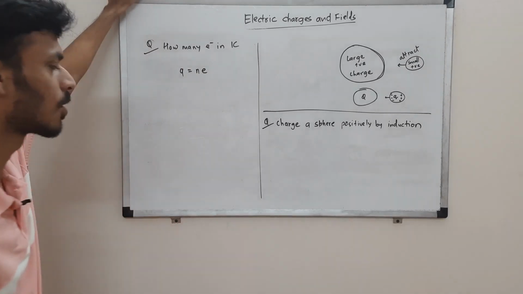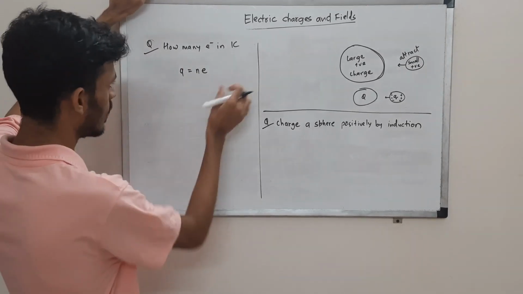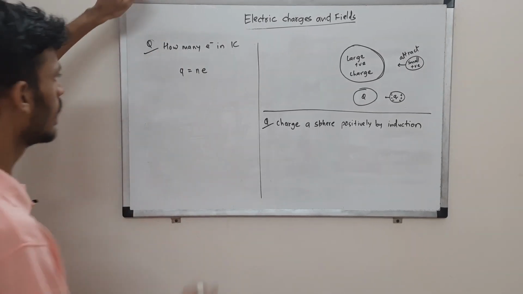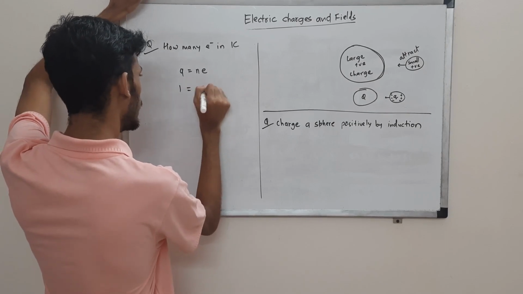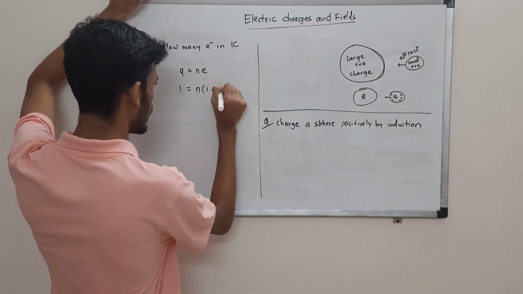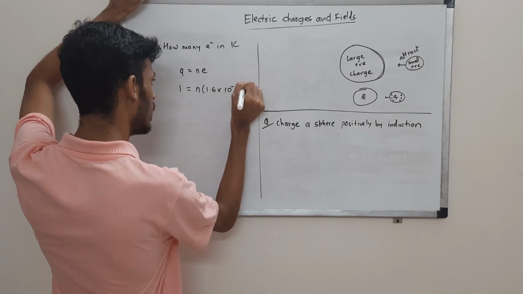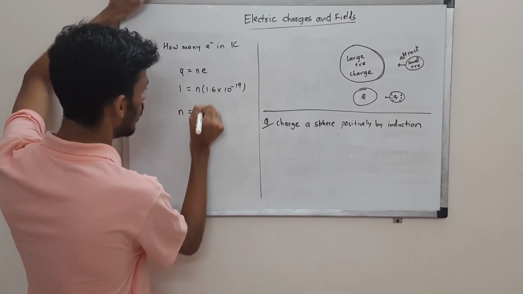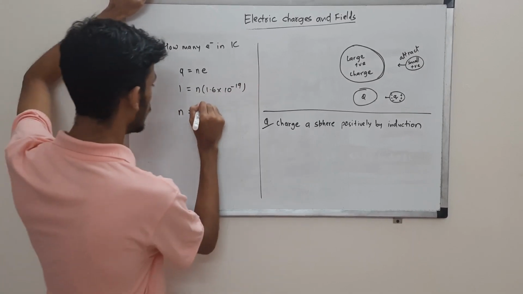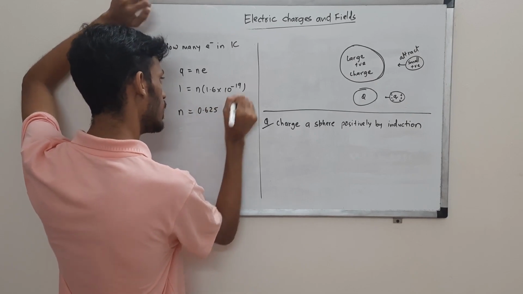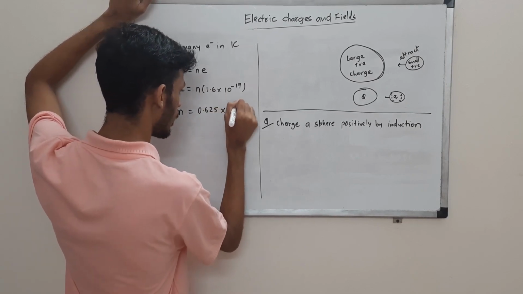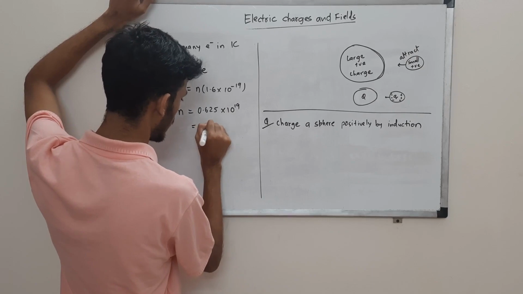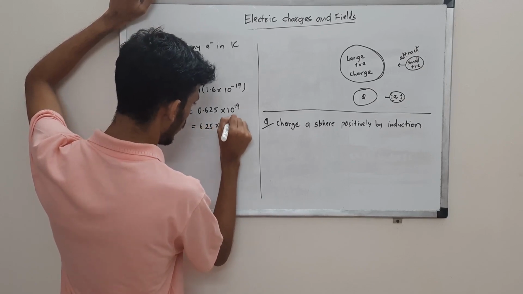We know that charge is quantized. Okay, any charge can be expressed as N times E. So 1 coulomb will be given as N times E. E is 1.6 into 10 to the power minus 19. If you solve this, 1 by 1.6 is 0.625, and this will be 10 to the power 19, right? Or you can write this as 6.25 into 10 to the power 18.